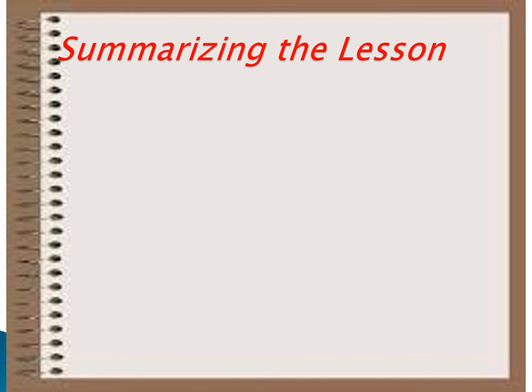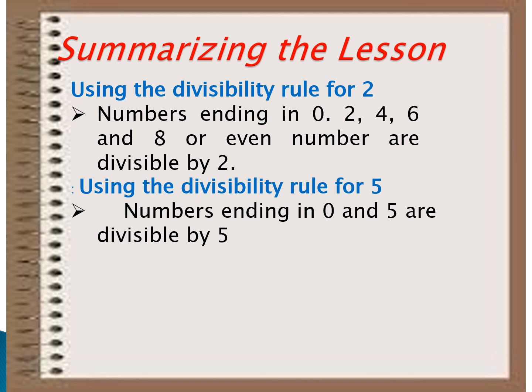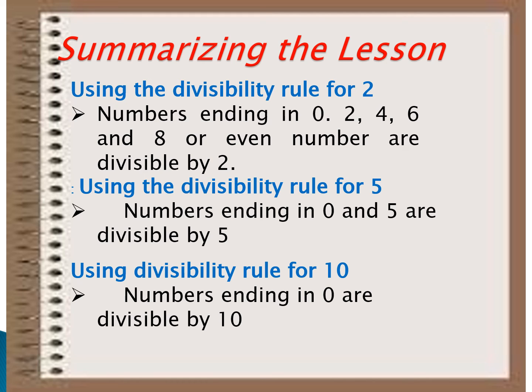To summarize the lesson, using the divisibility rule for 2, numbers ending in 0, 2, 4, 6, and 8, or even numbers, are divisible by 2. While using the divisibility rule for 5, numbers ending in 0 and 5 are divisible by 5. Using the divisibility rule for 10, numbers ending in 0 are divisible by 10.